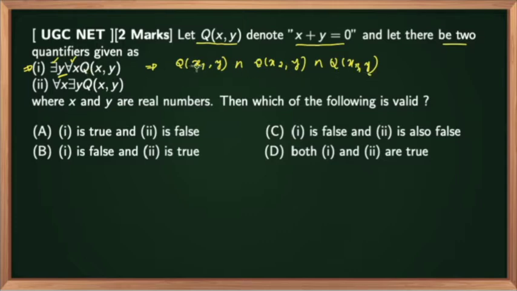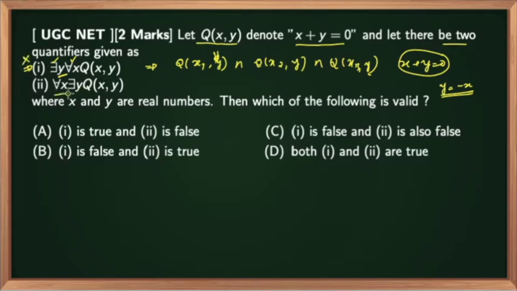Now, for various values of x, we are saying x plus y is equal to 0, right? So that is not true, right? Because if x plus y is equal to 0, the value of y should be equal to minus x, right? Otherwise, it will not be equal to 0. So you cannot say that there exists a single y for all these x's such that x plus y evaluates to 0, right? So the first choice is wrong.